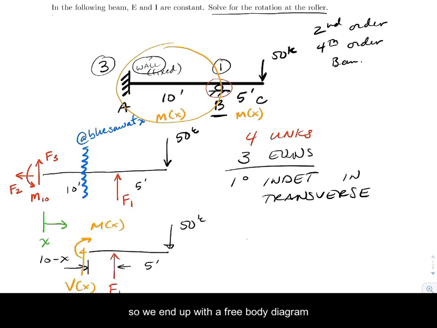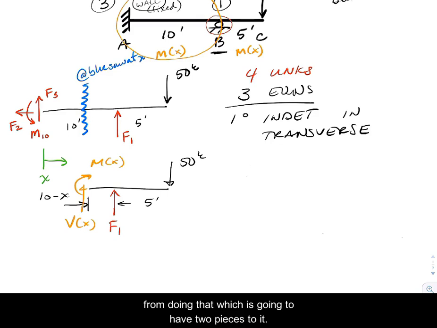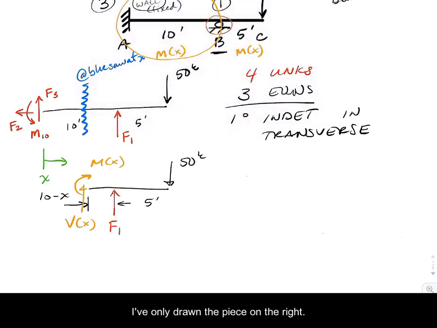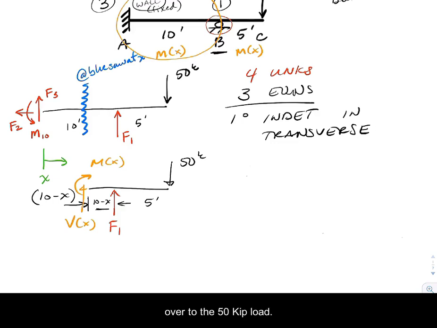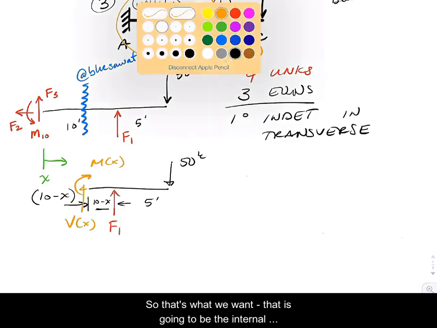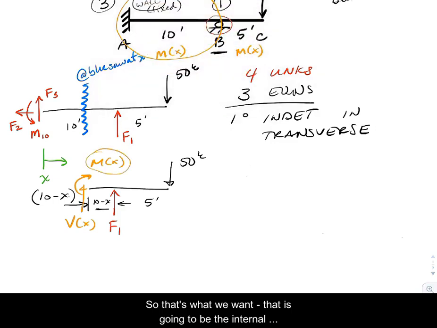And so we end up with a free body diagram from doing that, which is going to have two pieces to it. I've only drawn the piece on the right. I've got a segment that has a length right in there of 10 minus x. We also have 5 feet from F1 over to the 50 kip load. And so that's what we want. That is going to be the internal moment, and that's going to be between A to B only.